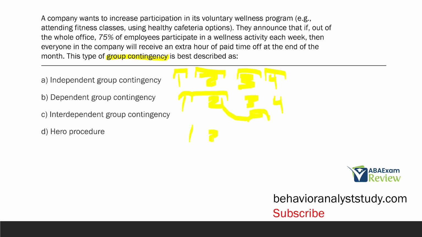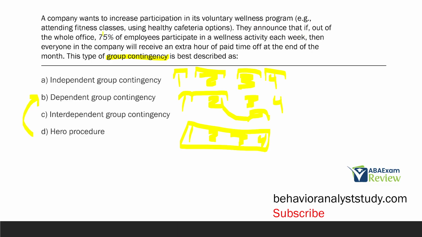Interdependent says if you have a group of 4, everybody's responsible for everybody else. And the hero procedure is tied to what? The hero procedure is tied to dependent group contingency. Now, in this case, we have to look carefully at the words.